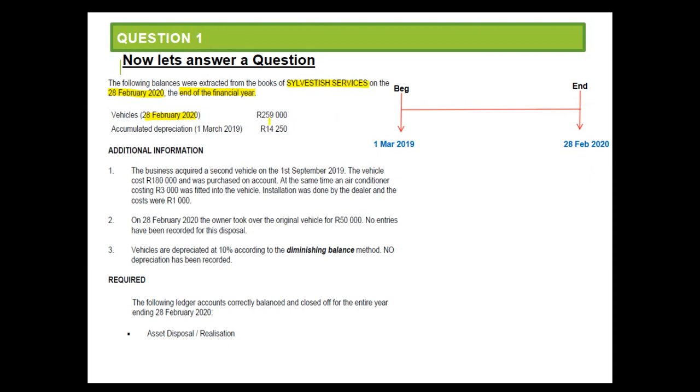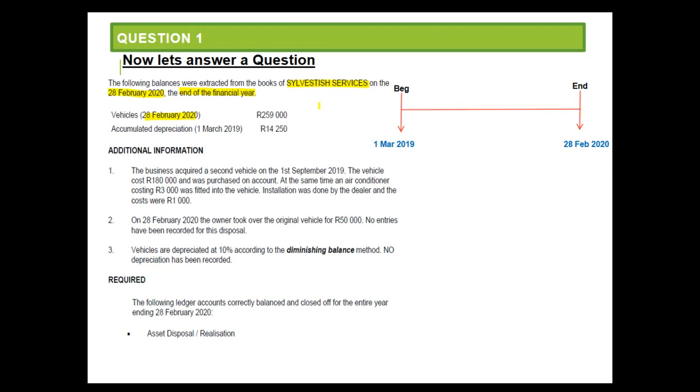There is a possibility that this amount includes one of the vehicles which have been bought during the period. So we need to check that. But if there are no other additions during the period, it will mean that at the beginning of this year, the vehicle cost was 259, and we also ended with a cost of how much?